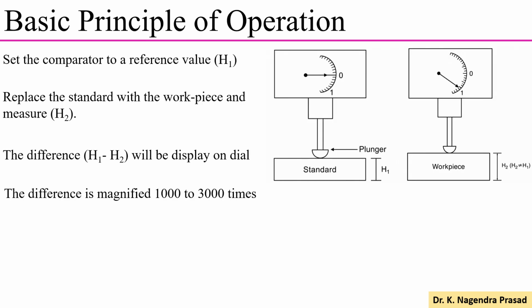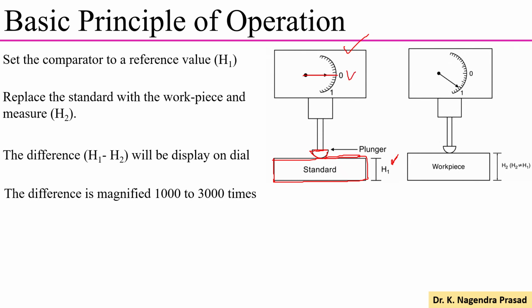Next we will discuss the basic principle of operation of the comparators. First we have to set the comparator to a reference value h1. Let us observe this schematically. First we take the standard one. Let's consider the height of the standard specimen is h1. At the height h1, the plunger touches the standard specimen, and with respect to this height we set the reading value to 0.